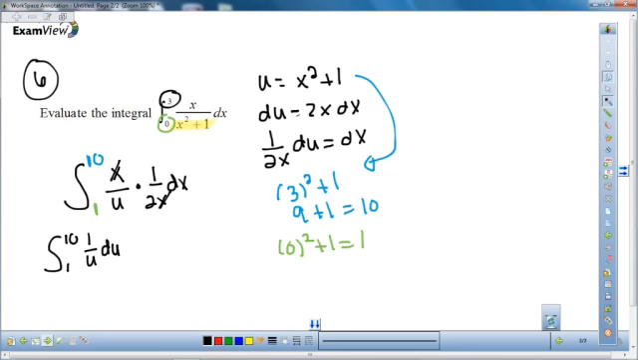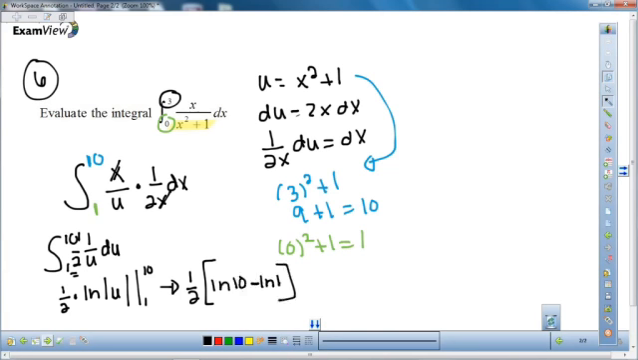So the antiderivative of 1 over u, remember that 1/2 comes down. The antiderivative of 1 over u is ln. Don't forget your absolute value. And because I did a change of variables, I don't have to substitute u back. I'm going to have the ln of 10 minus ln of 1. And ln of 1 is just 0. So I get 1/2 ln of 10.